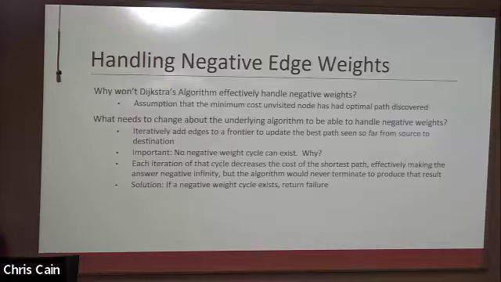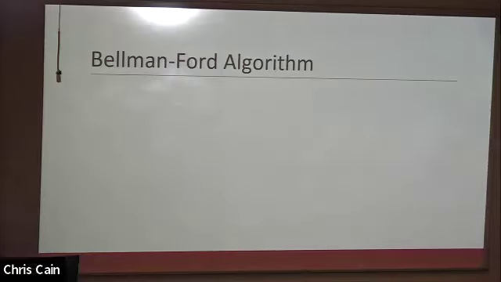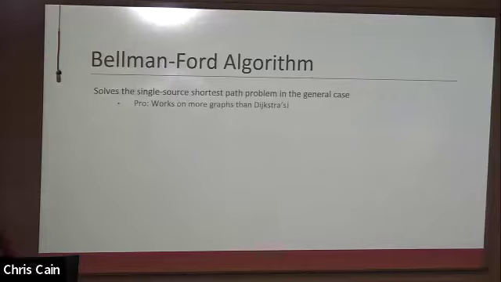So if a negative weight cycle exists, then we'll just return failure from this. But this is the introduction to Bellman-Ford, because Bellman-Ford is the shortest path algorithm for graphs with negative weight edges, but not negative weight cycles. So yeah, Bellman-Ford solves what we're going to call the single source shortest path problem in the general case where we may have negative edge weights. So the pro of using Bellman-Ford is it works on more graphs. If you have any reason to believe that your graph structure could have negative edge weights, you will want to implement shortest path with Bellman-Ford.